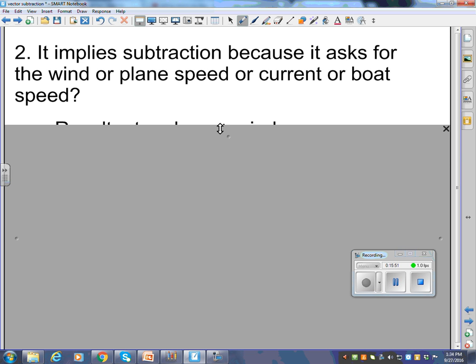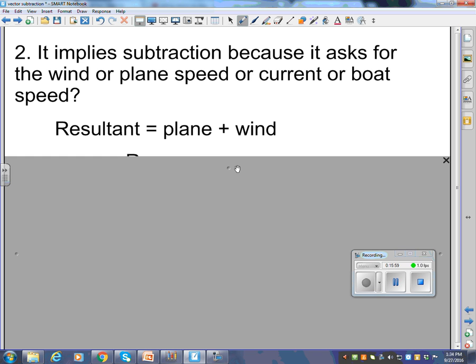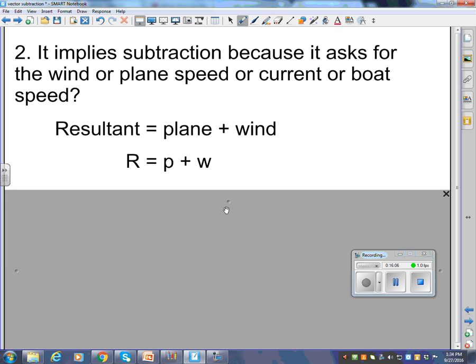Excellent. So all you need to write down is resultant is plane plus wind, right? If you're talking about a plane and the wind, the result of the plane speed and the wind speed is called the resultant. So we would say that R, standing for resultant, is plane plus wind. Does that make sense?